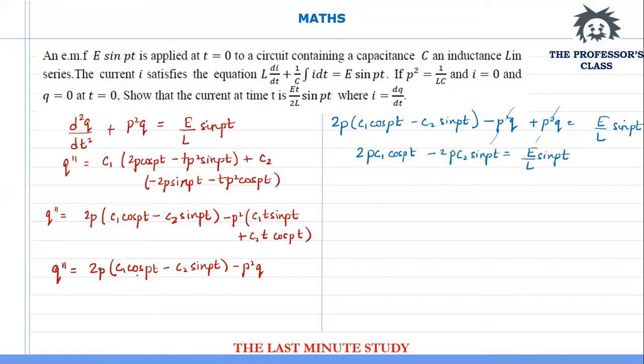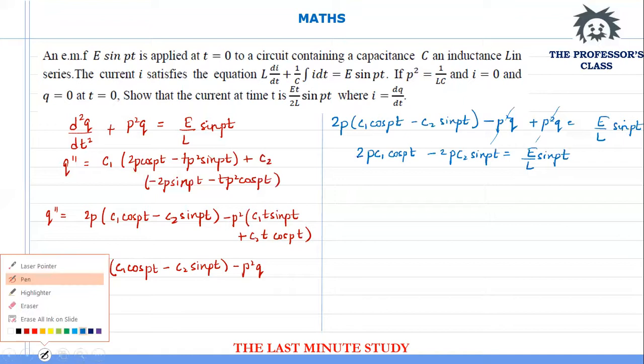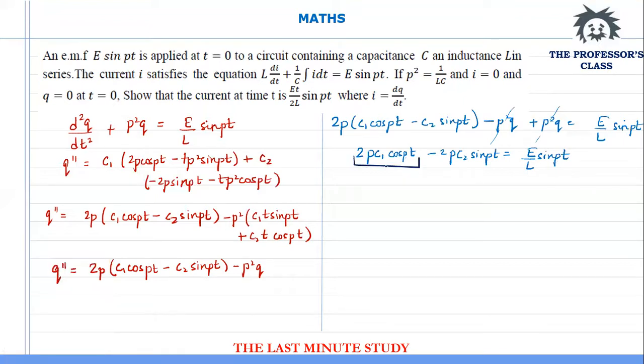Now on comparing the terms, for the first term, there is no cos on the right hand side, so 2p c1 equals 0, or c1 equals 0. Comparing the sin terms, I'll get minus 2p c2 is equal to e by l. From here I'll get the value of c2 to be equal to minus e by 2pl. Right, so I got the value of c2 and c1. Let's substitute it so that I get the answer of qp.